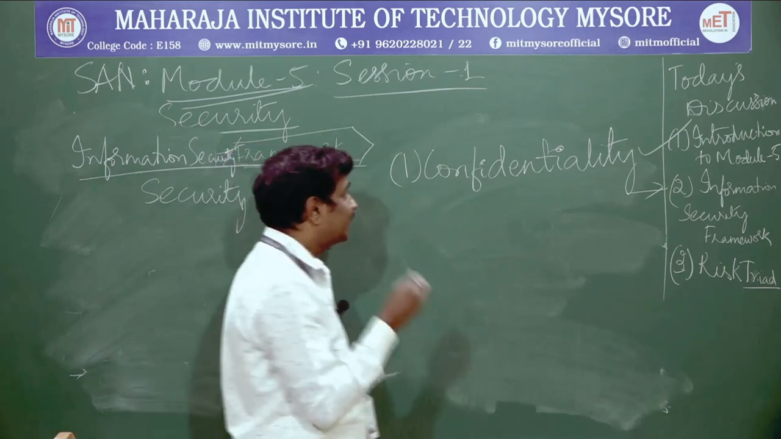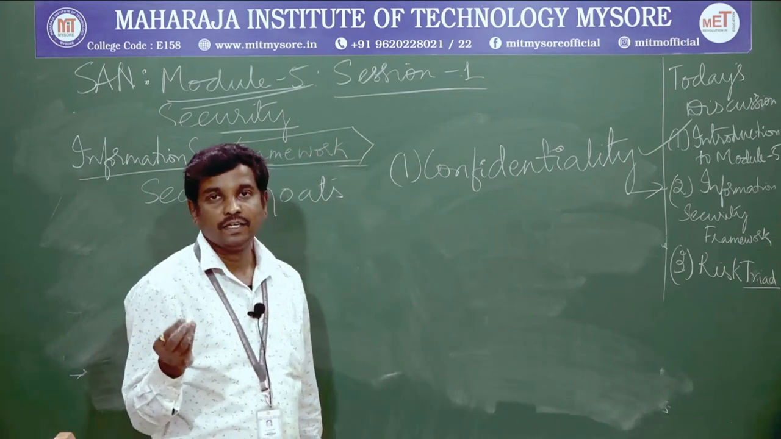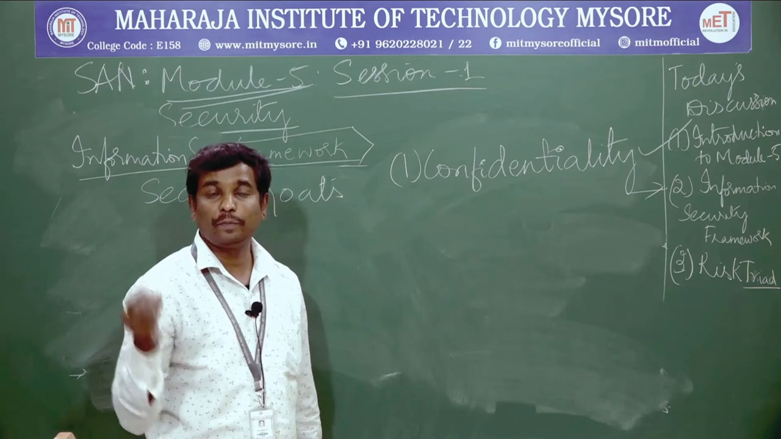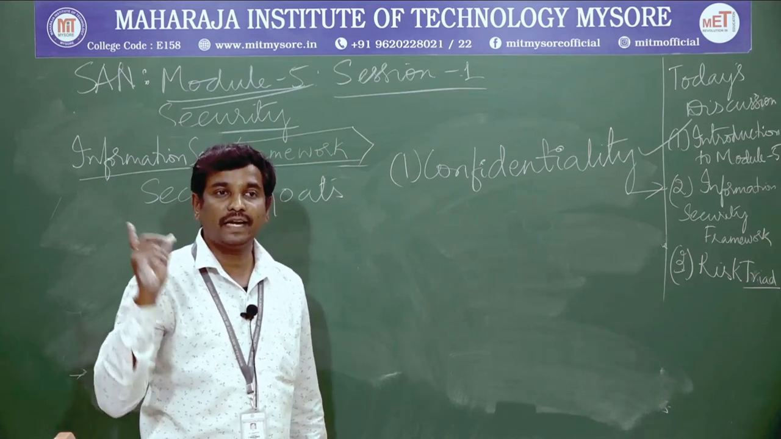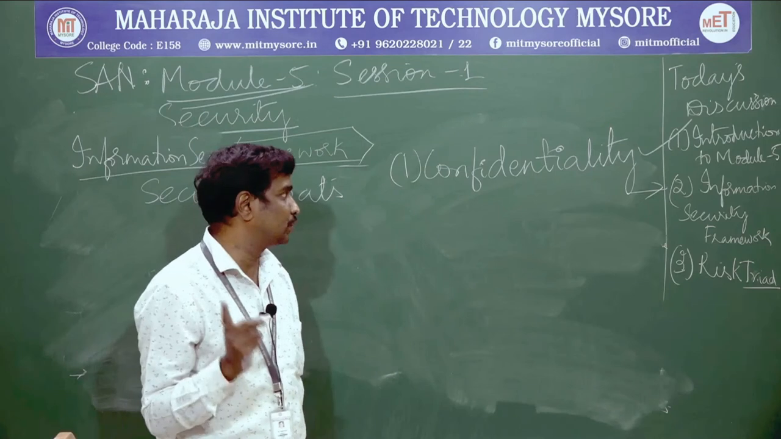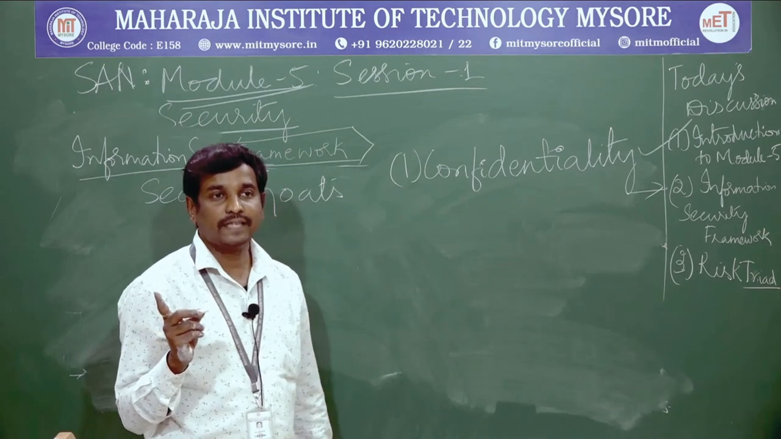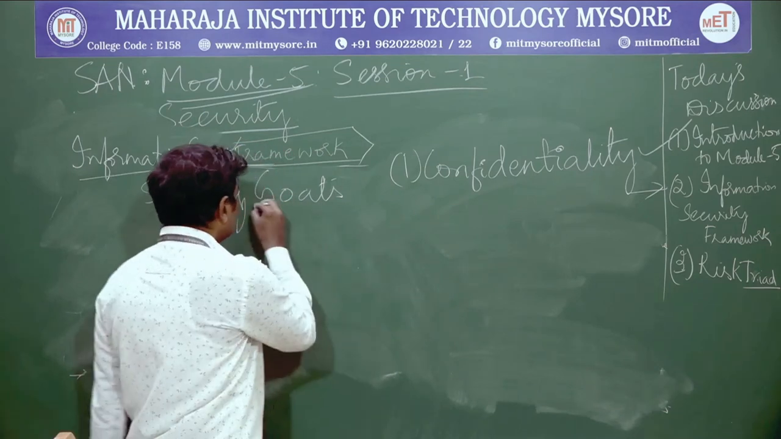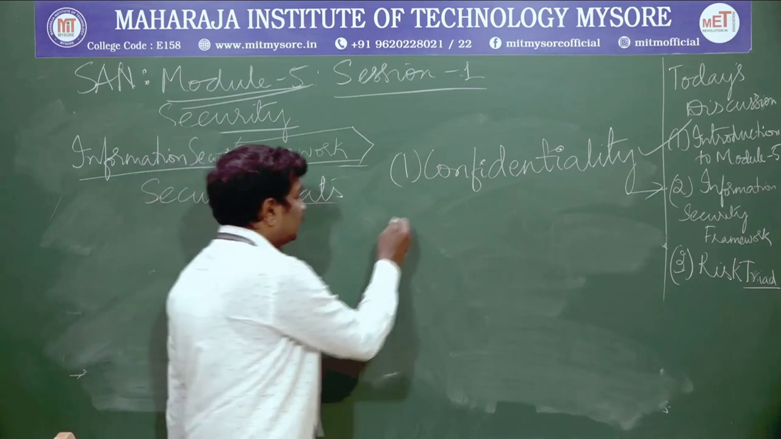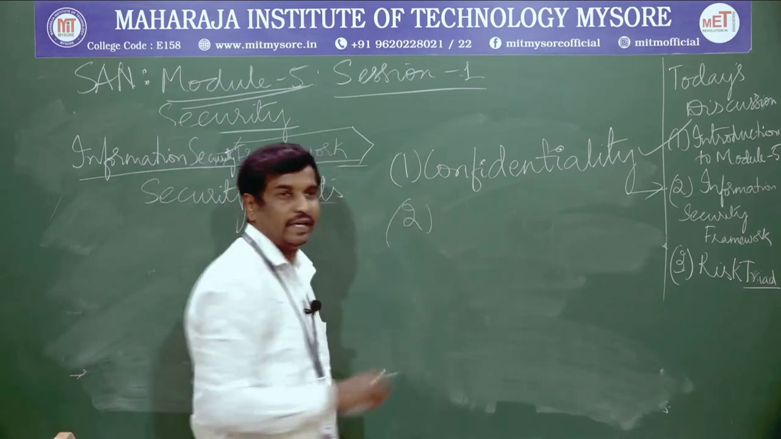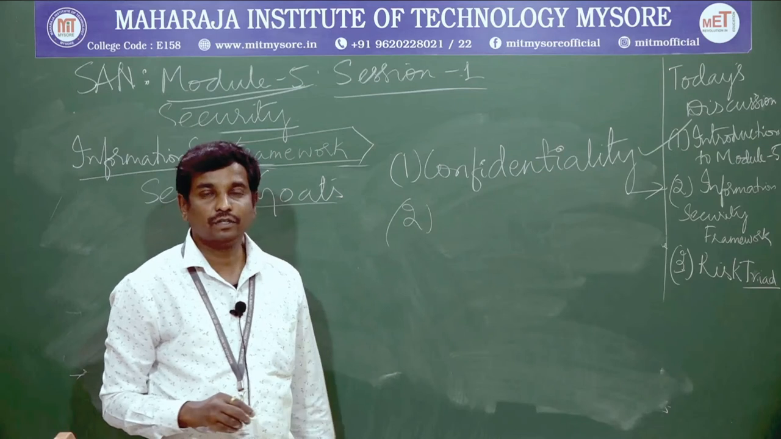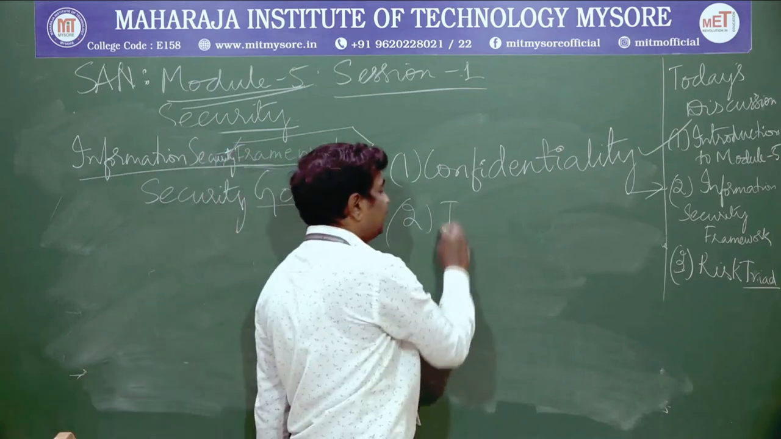Confidentiality means all the data which we are accessing in the data center should be secured, and only the relevant persons should access the data. So that is one of the goals of security. The second goal of security is integrity. So what do we mean by integrity?